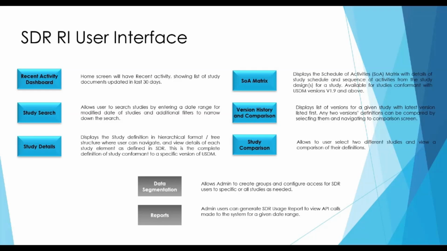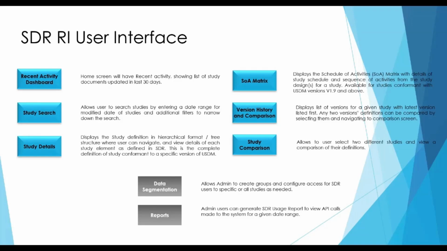Using the recent activity dashboard on the home page, users can quickly get to the studies that have been recently modified in the system. Additionally, there is a study comparison feature that allows users to view differences between two different studies conforming to the same USDM version.